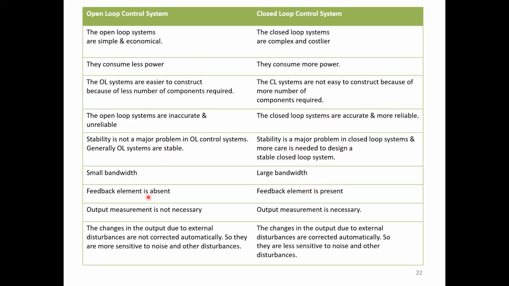Feedback element is absent here. Feedback element is present here. Output measurement is not necessary in the open loop system, and in the closed loop control system output measurement is necessary. The change in the output due to external disturbances is not corrected automatically, so open loop systems are more sensitive to noise and other disturbances. Here the changes in the output due to external disturbances are corrected automatically, so closed loop systems are less sensitive to noise and other disturbances.